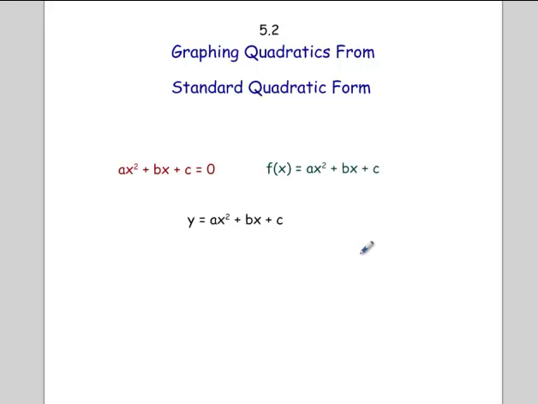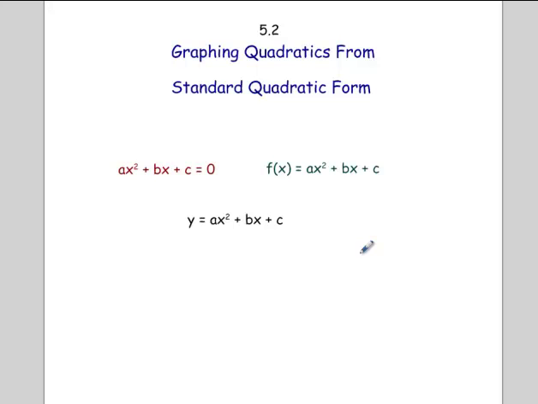Alright, class, we're going to cover graphing quadratics from standard form. Last time we graphed quadratics from vertex form. This can be a little bit more challenging, but there's some stuff that you do have from the past that you can use. Remember some of your old math. It'll help you remember some of the new stuff.